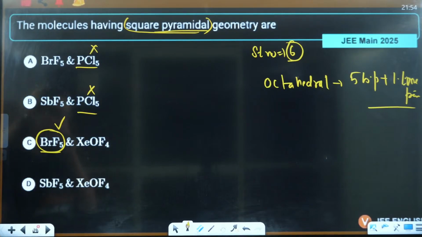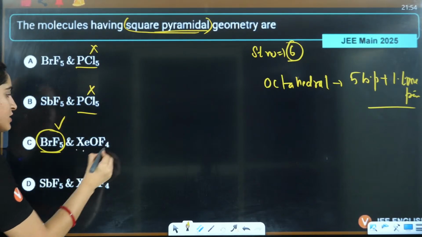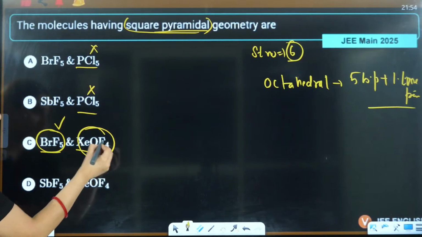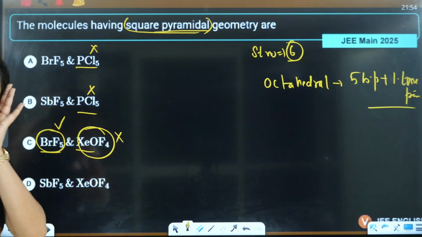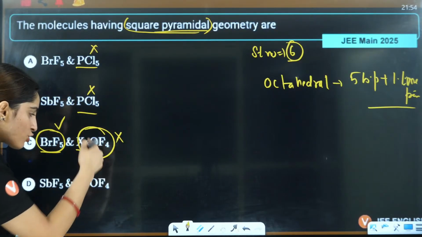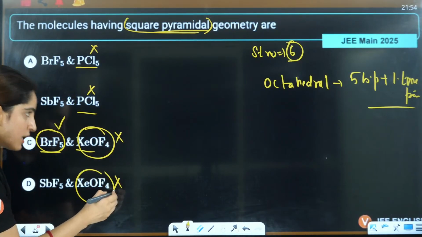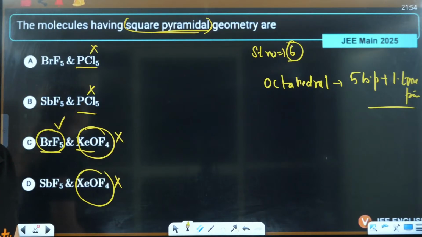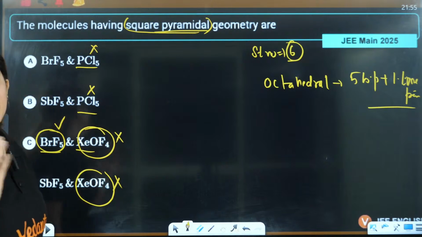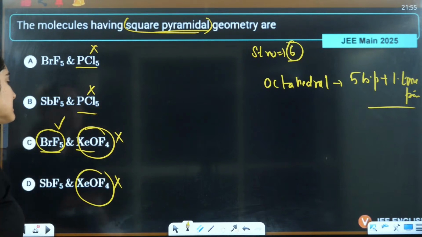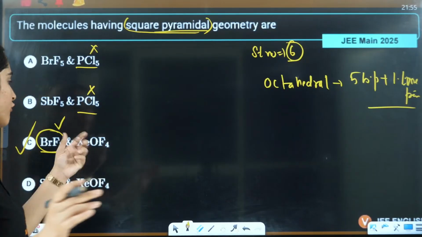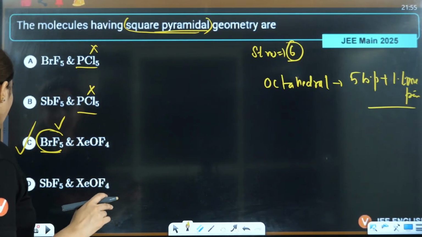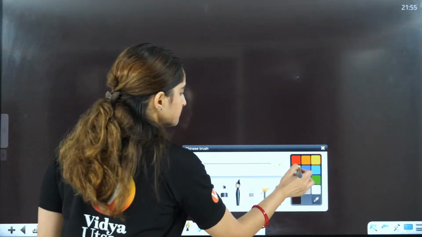Now let's talk about these two. Firstly, let's talk about XeO2F4. If this is not correct, it's not possible. See, if you apply common sense, if this is also not correct, then that means all the options are wrong. That cannot be true. We are confident that BrF5 is correct, right? That means C will be the correct answer. But still, let's find out for XeOF4, okay?